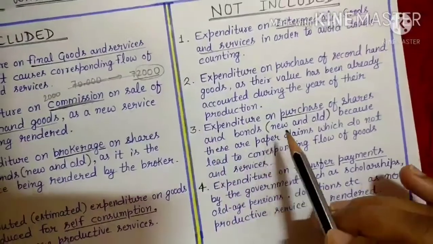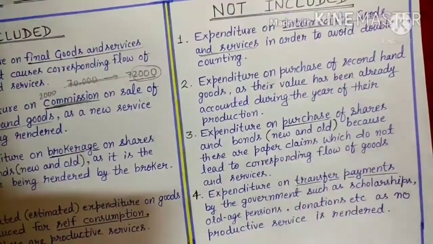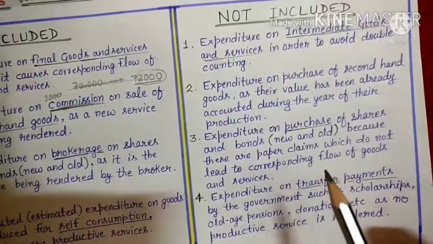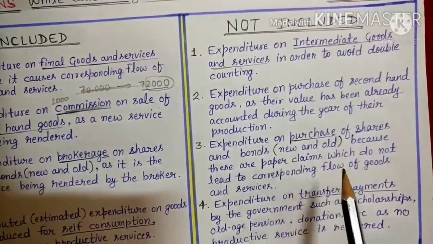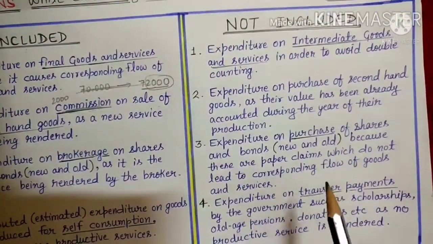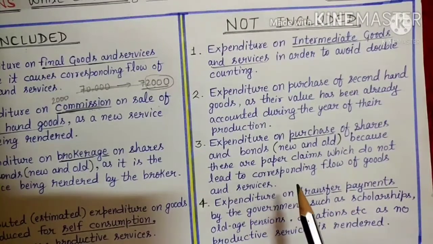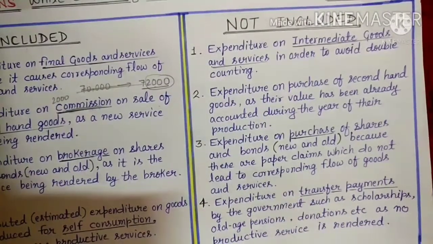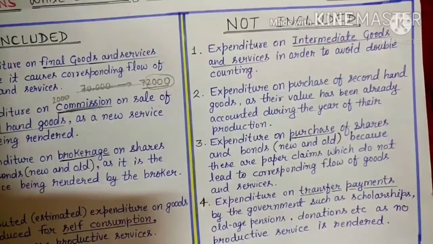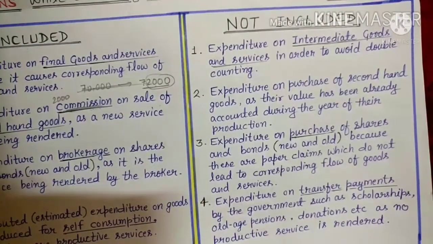So expenditure on purchase of shares and bonds, either new or old, will not be included in the national income. Why? Because it does not lead to a corresponding flow of goods and services. It does not produce any productive services either. These are shares and bonds only, so they are just papers.